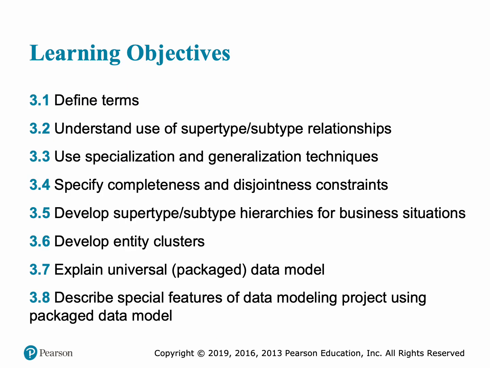We will be learning the terms that we are going to discuss: one-to-one, one-to-many, many-to-one, many-to-many, as we have been discussing in earlier lectures. Understand the supertype, subtype relationships, use specializations and generalization techniques, specify completeness and disjointness constraints, develop supertype, subtype hierarchies for business situations, develop entity clusters, explain universal packaged data model, describe special features of data modeling project using packaged data model.